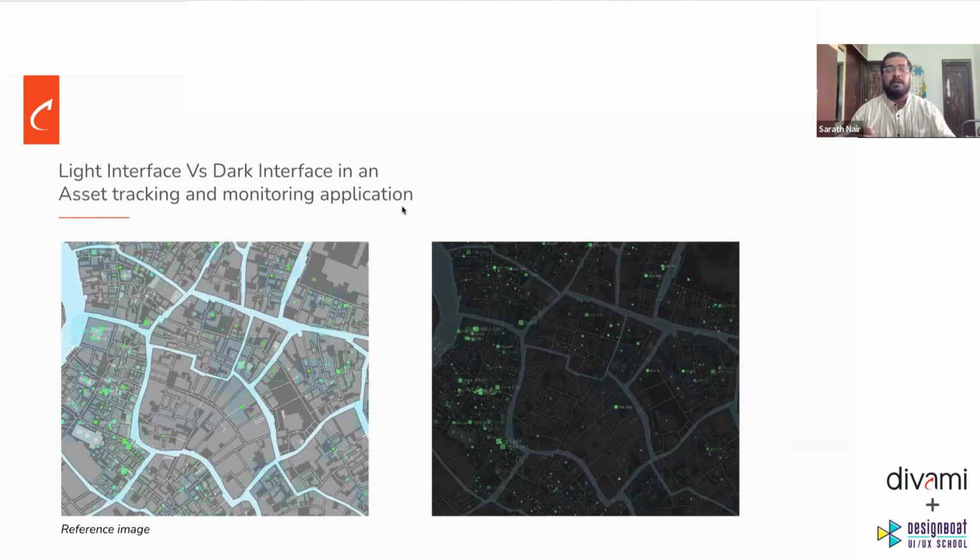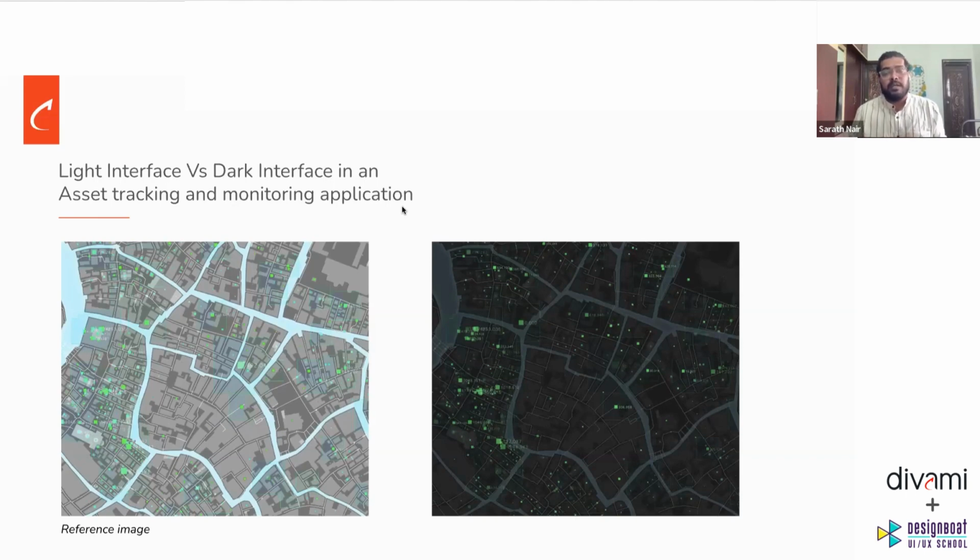The problem statement here was, once we understood the requirements and proposed the designs, our designs were inclined towards a lighter interface, considering we are using a map view and a live monitoring view where assets are being tracked. We went with a light interface. But in one of the user research analyses, we proposed a darker interface along with the lighter interface.